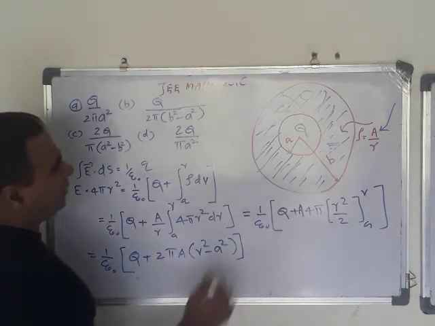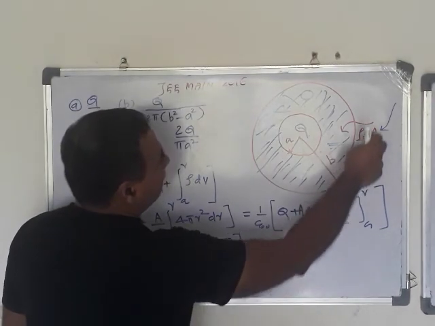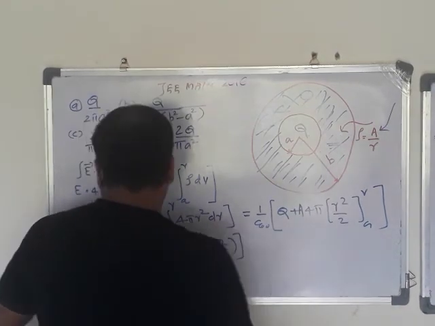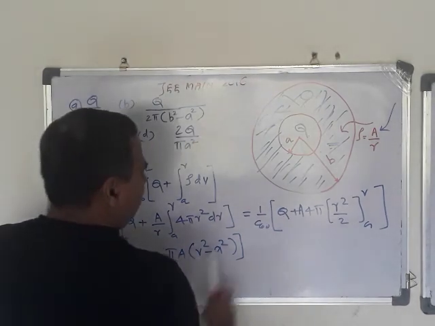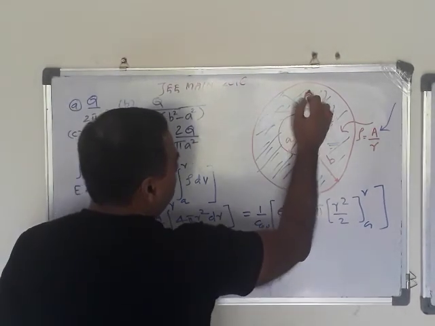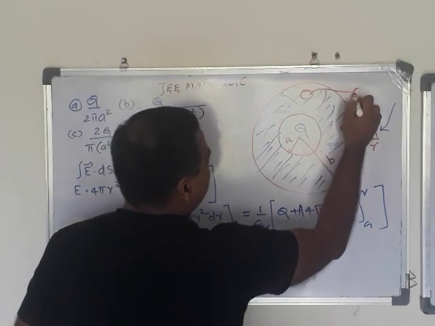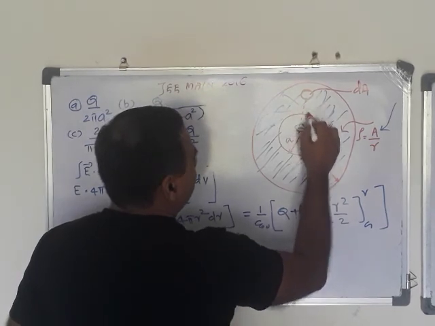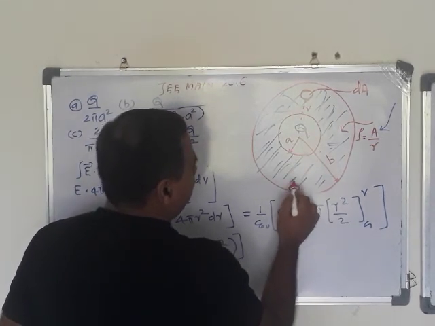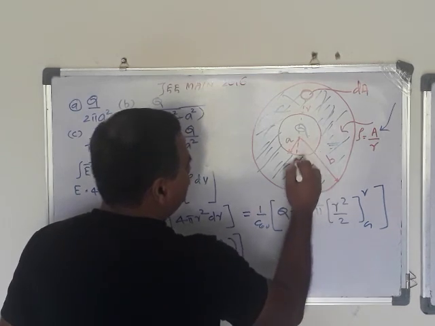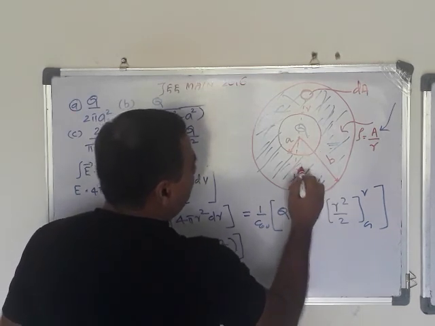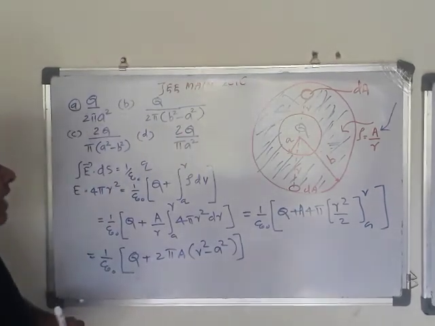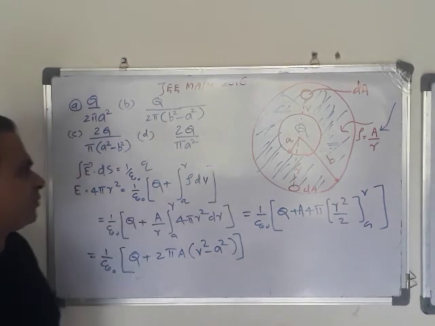Here the variable: small a is a constant, small b is a constant, capital A is a constant, small r is a variable. For example, in that area you are considering, you can take any small area dA. If you are taking a dA here, this should be the distance small r. If you are taking a dA here, this should be the distance. So r is a variable. It can have any value based on the small area you are considering here.